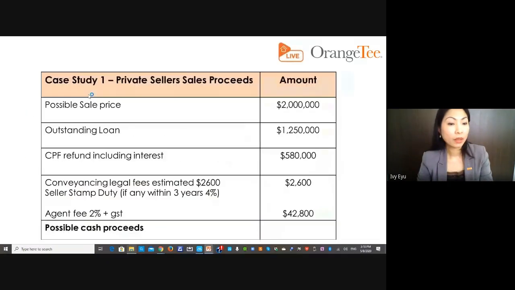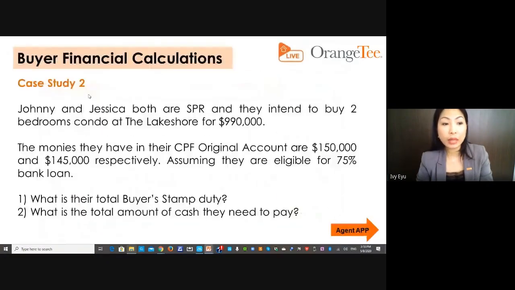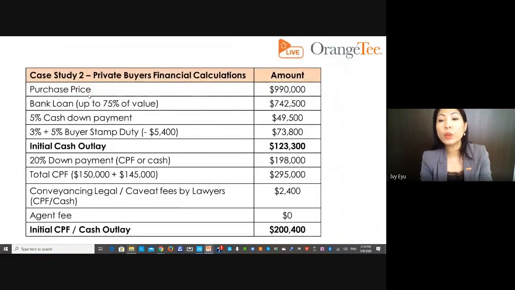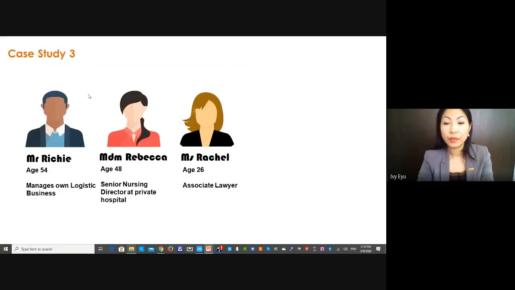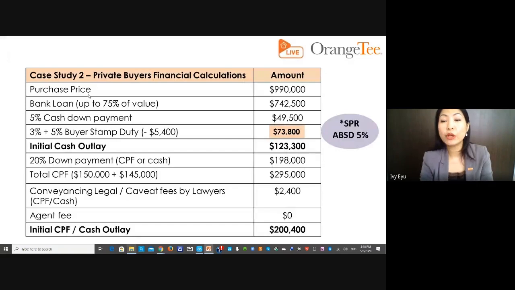Okay. So as we are at case study number 2, if we were to do this on a manual basis, you'll be able to see the calculation as follows. And not forgetting the SPR with the additional buyer stamp duty at 5%. So this will be the manual calculation if you were to do it manually.